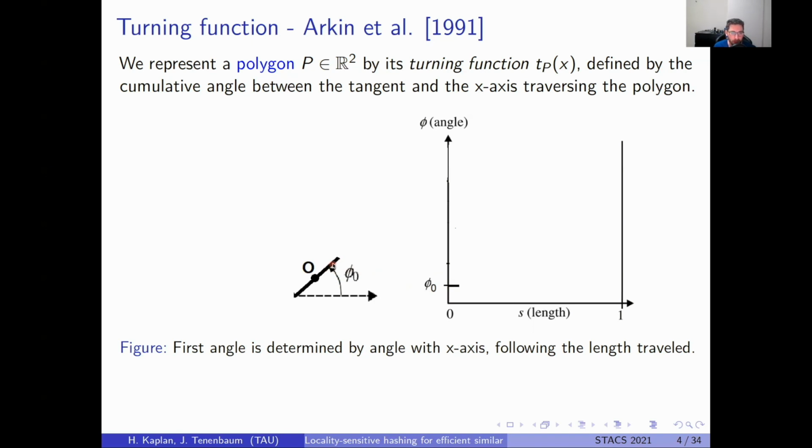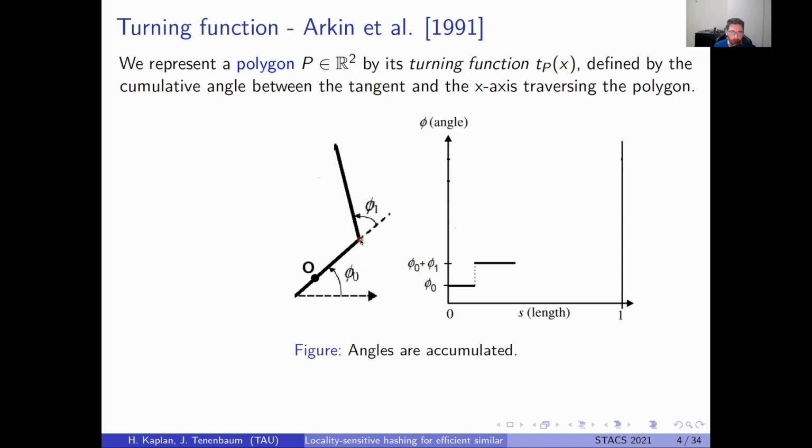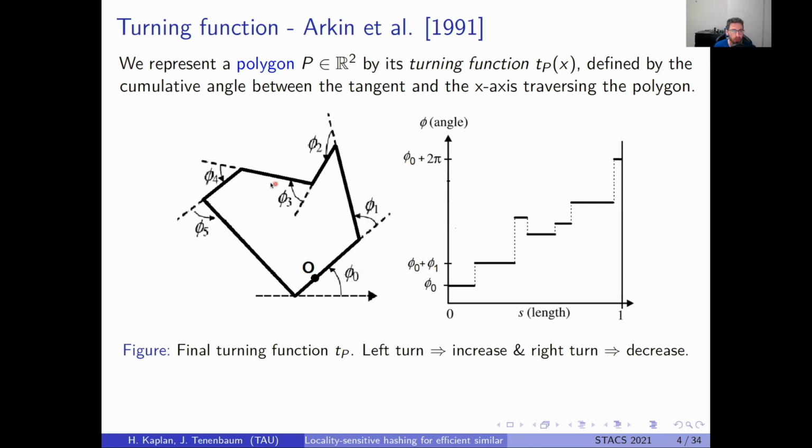As we continue tracing the same edge, the turning function remains constant. Eventually, when we hit a vertex and turn left, we gain a cumulative angle of phi 1, so the turning function value is now phi 0 plus phi 1. Eventually, we trace the whole polygon and get the turning function to the right. Note that left turns of the polygon increase the cumulative angle, whereas right turns decrease it.